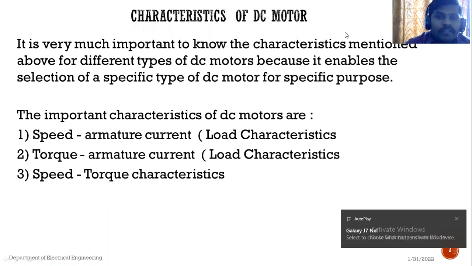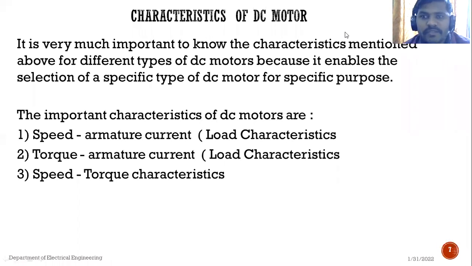So, in the previous lecture of Electrical Machines, in the second unit, that is DC motor, we discussed the torque equation of DC motor, and we solved some problems related to that, that is, torque equation problems. Today, we will discuss the next point, that is the characteristics of DC motor.